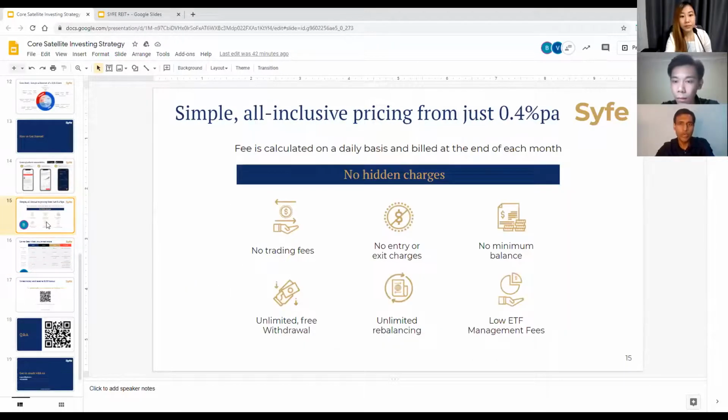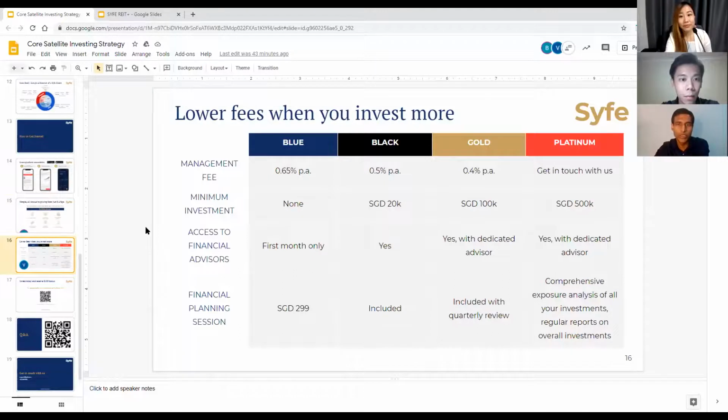Actually, there are no other fees other than what we charge. Depending on what tier you are, you get charged 0.65% to 0.4%. If you invest less than 20,000, then it is 0.65. If your total account value is 20,000 plus, then it is 0.5%. And if you invest more than 100,000, then that is 0.4% per annum.